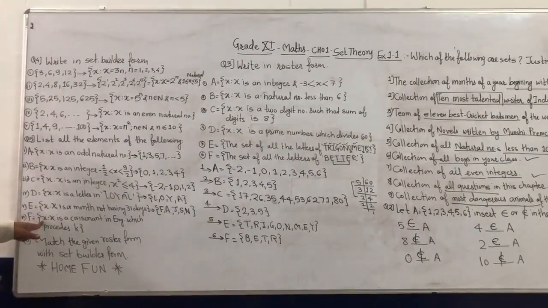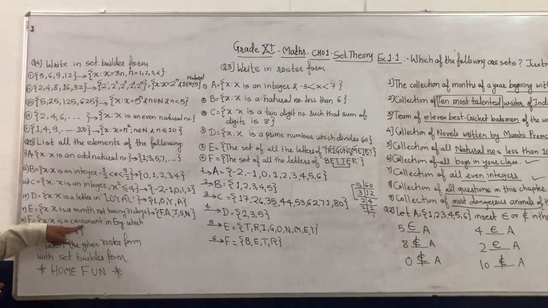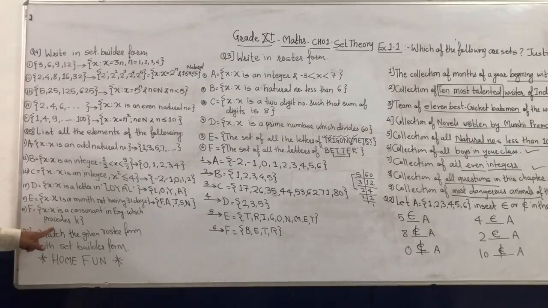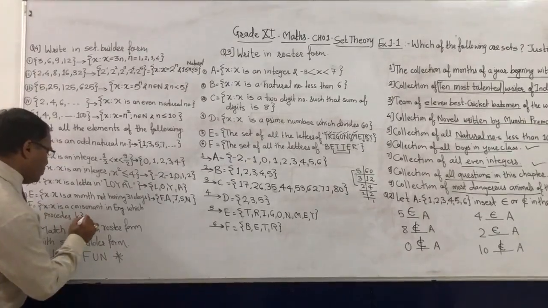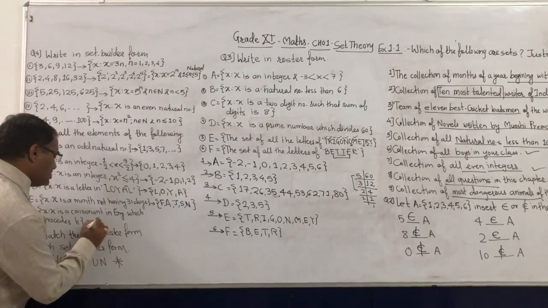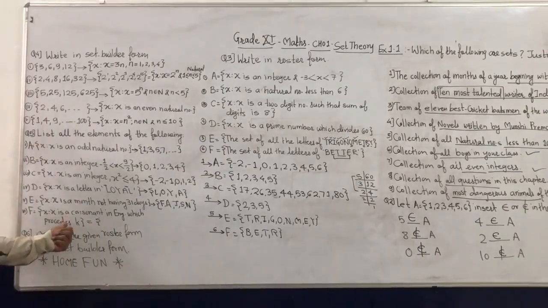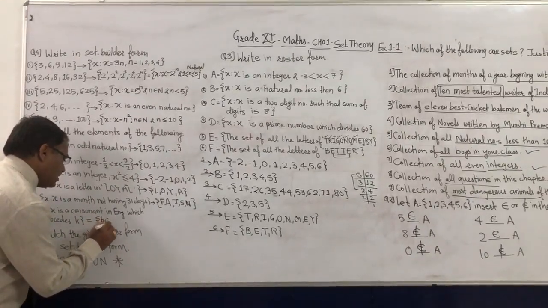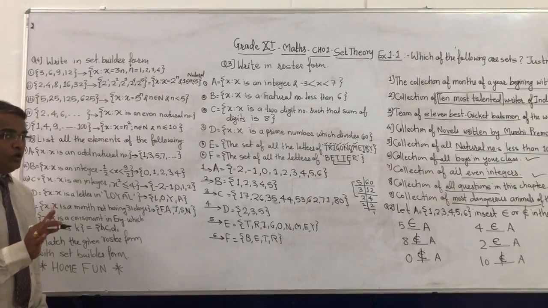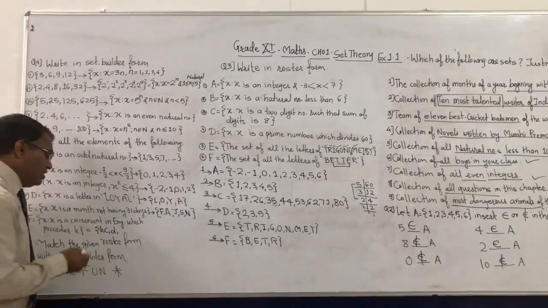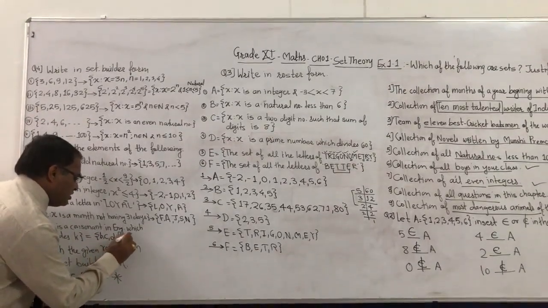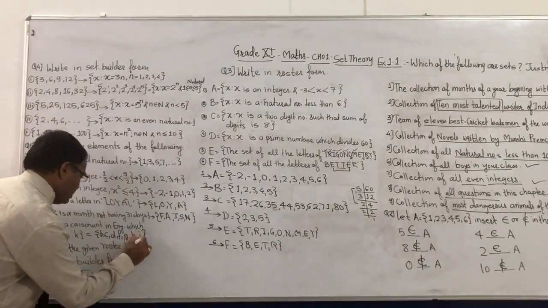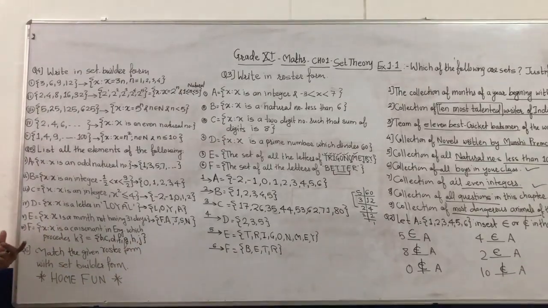Now next, x such that x is a consonant in English which precedes K. Precedes K means before K. So what is the answer? A will come? No, because A is not a consonant. B will come? Yes. C will come? D will come? E will not come because E is a vowel. Then F, G, H will come, I will not. J will come, and K is already given, since we take only letters before K.